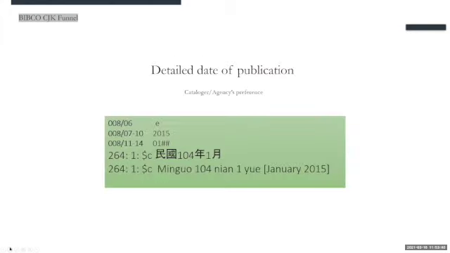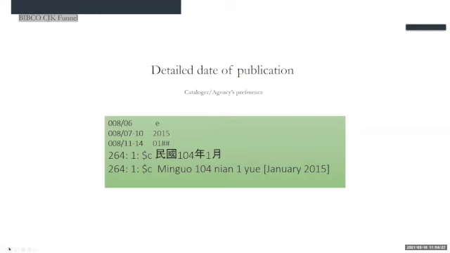Remember that last year I actually proposed an inquiry. I asked our community how they felt about the detailed date of publication, if we wanted to create a best practice for our group. I didn't receive a lot of responses, but basically everybody unanimously said that we should probably leave this decision to the cataloger or to the agency and their preferences.